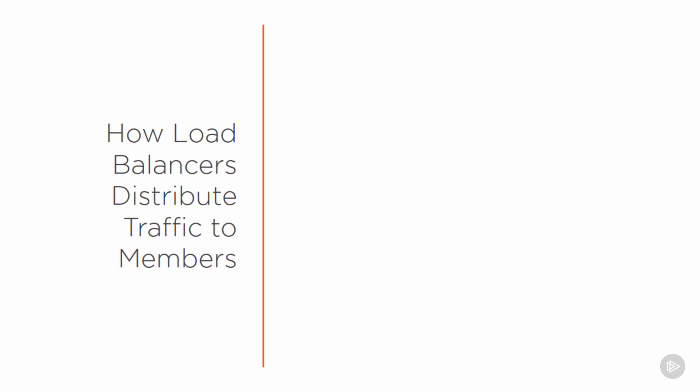So how do load balancers decide where to distribute or how to distribute that traffic to the members of the pool? Well, there are a few different methods available. The first is round robin, where it will simply rotate through the list of available members. It'll send one connection to server 1, then one to server 2, one to server 3, the next one back to server 1, and so on, just repeating that cycle.